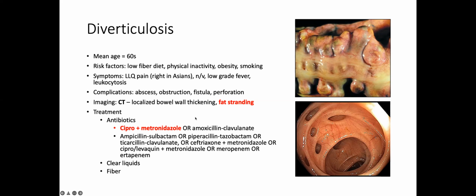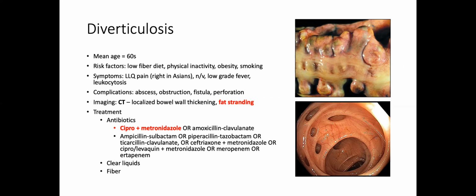On imaging, you're going to see bowel wall thickening and fat stranding. And if they have diverticulitis, you are not going to want to do a colonoscopy because you could rupture one of these. So make sure that you know that. And then our antibiotics are going to be Cipro and metronidazole.